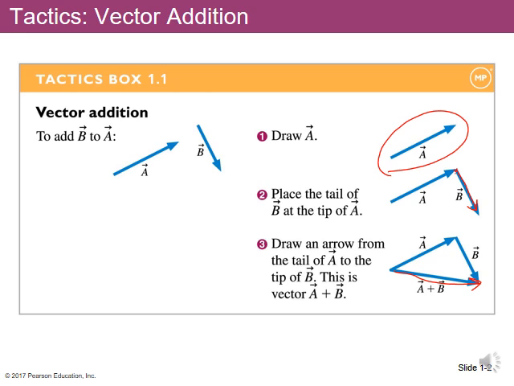One important thing to notice here is that B is always drawn at the end of A, what we call the tip, not back here at the beginning of A. Sometimes people want to always draw them coming from the same point. That's wrong. Draw A and then continue on with B wherever A ended. And then you go all the way from the beginning of A to the end of B.